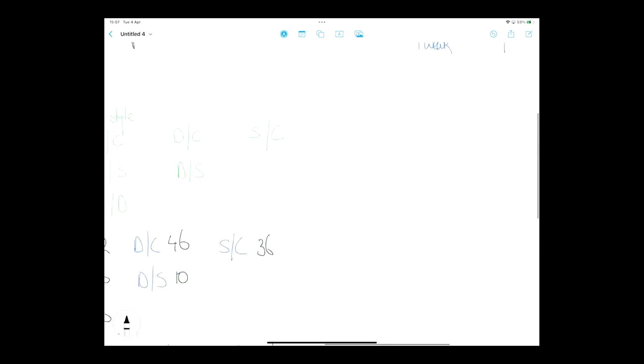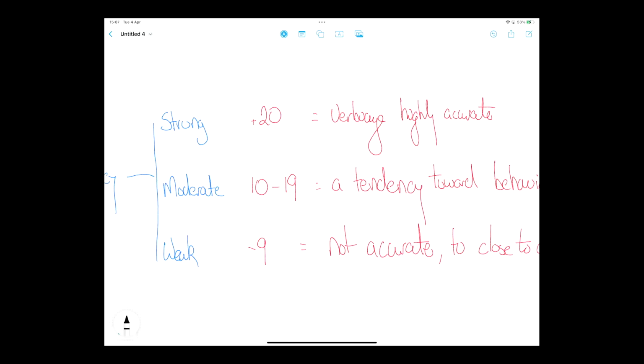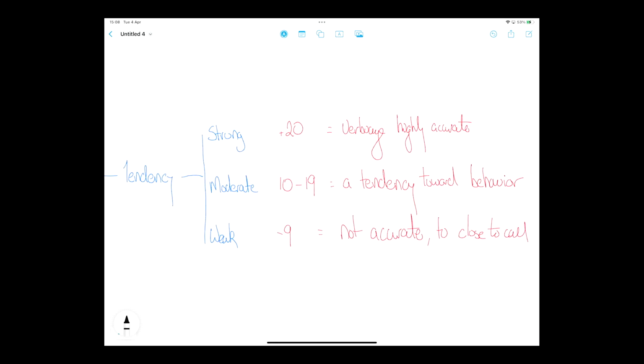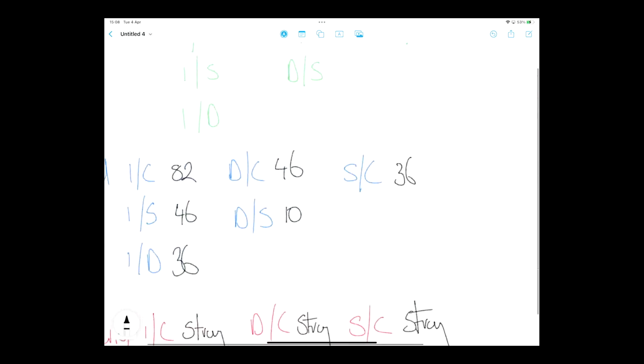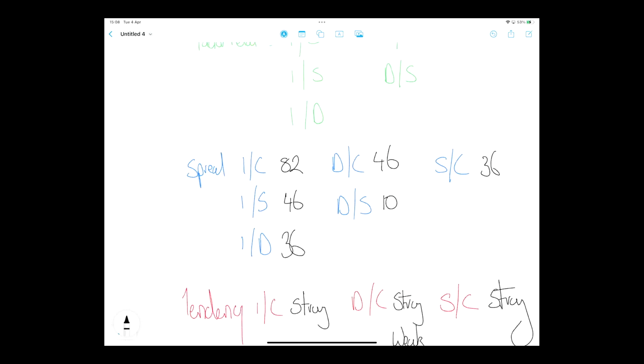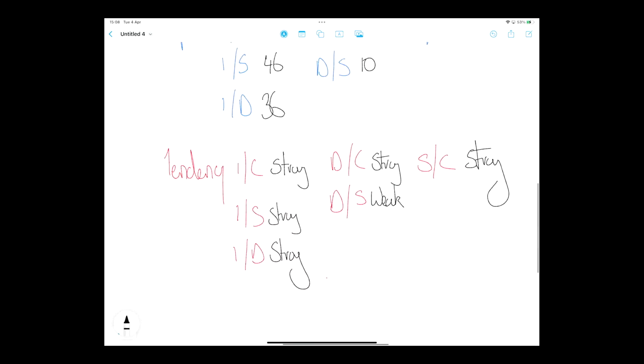Now, as I mentioned before, when it comes to the tendencies, if there's a spread above 20, it's going to be a strong tendency, which means the verbiage, the descriptive words, are going to be highly accurate. If there's a moderate spread, 10 to 19 points, then there's going to be a tendency towards the behavior. And if it's 9 or below, then these descriptive words won't be accurate at all, or essentially it'll be too close to call. So in advance, I've done the calculations and identified the spread, which leads me to doing a very simple overview of the tendency.